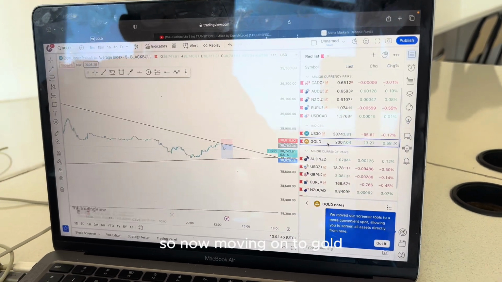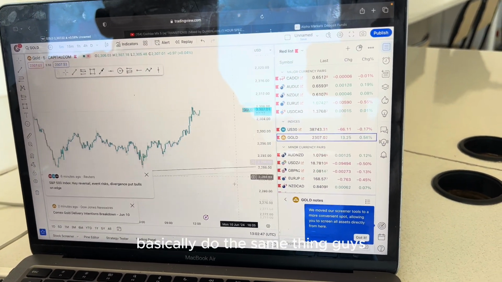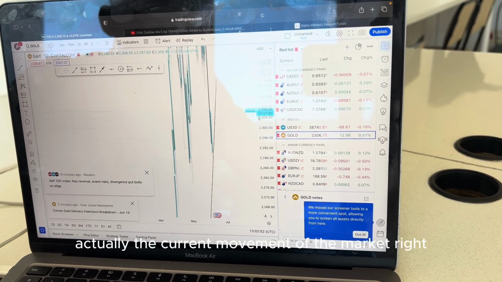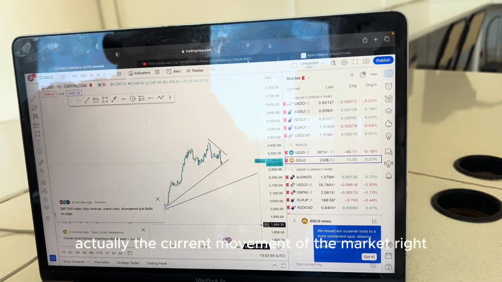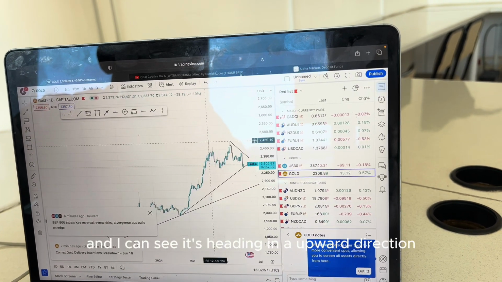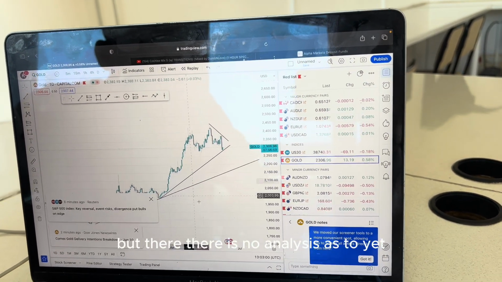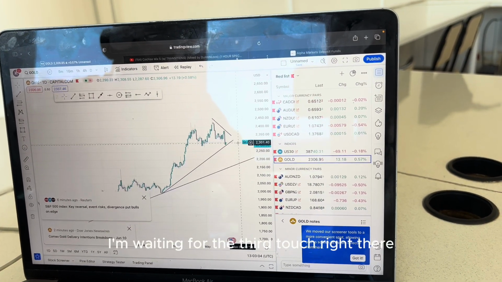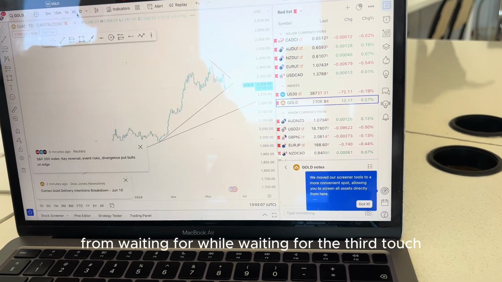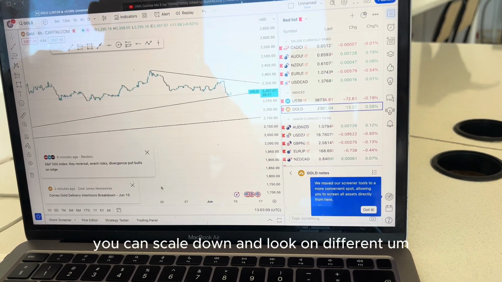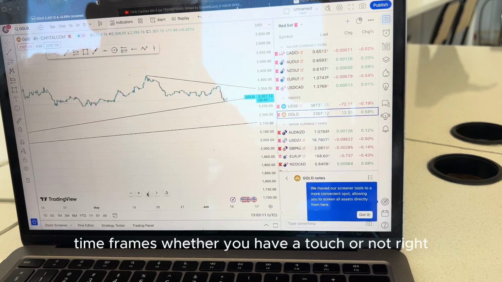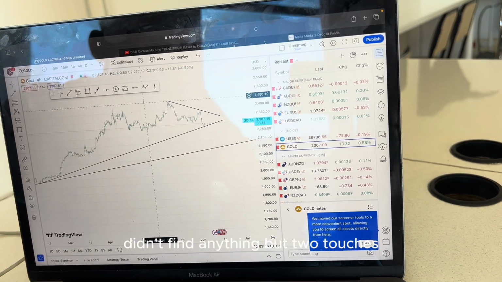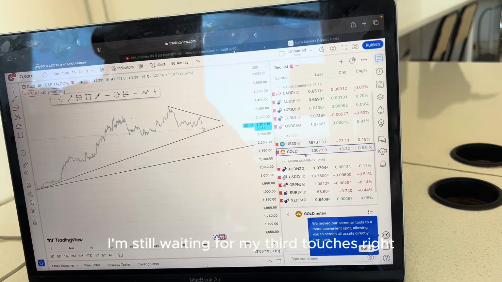So now moving on to gold, we basically do the same thing, guys. But on gold, I didn't fully do analysis on it, except just check the current movement of the market, right? And I can see it's heading in an upward direction, but there is no analysis as yet. But on the daily time frame, I do have 1 and 2 touches. I'm waiting for the 3rd touch right there. While waiting for the 3rd touch, you can scale down and look on different time frames whether you have a touch or not, right? So that's basically what I did, and I didn't find anything but 2 touches. I'm still waiting for my 3rd touch, right?